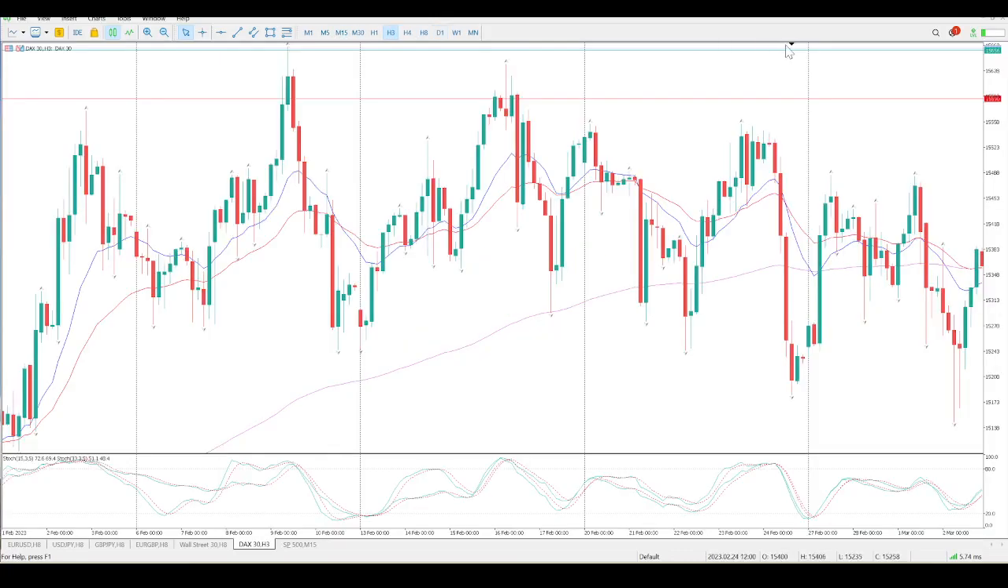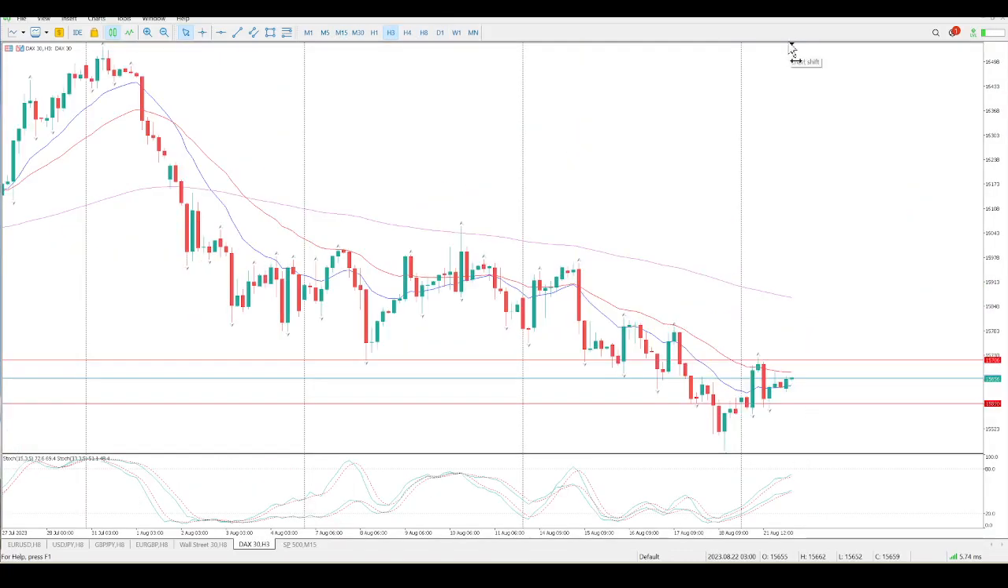Now, if you start dropping down through the time frames and you start looking at the 3 hour, you can see oscillators have moved to the upside. However, we're still very much below the moving averages. So this is starting to look like a flag.